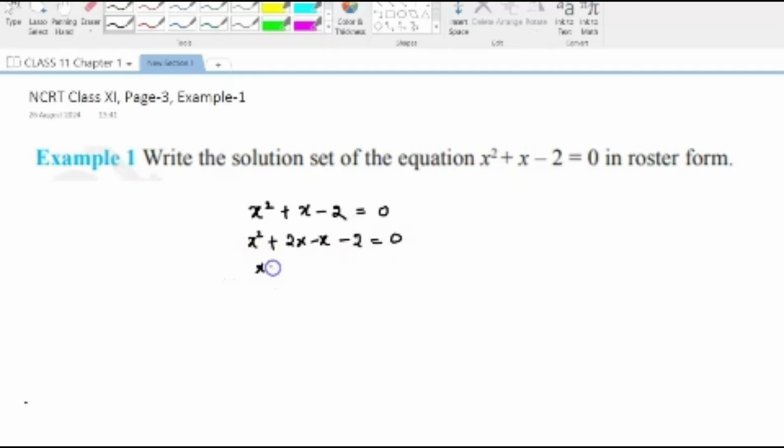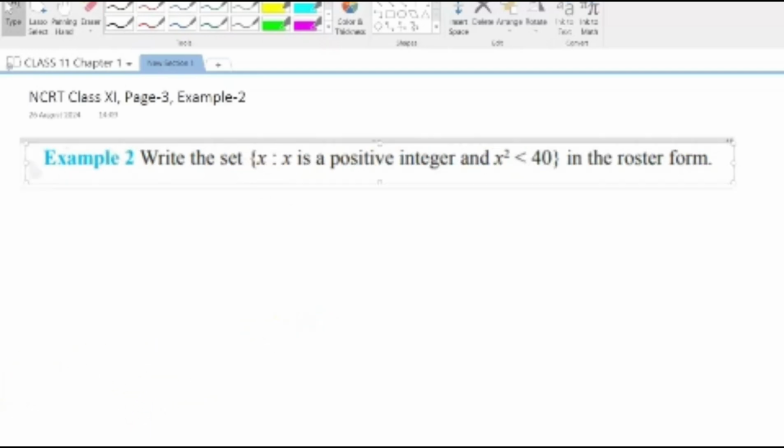And when we solve, we'll get (x plus 2)(x minus 1) is equal to 0. So on solving this, we'll get x is equal to 1 and x is equal to minus 2. So the solution set of this equation is {1, minus 2} in roster form. I hope this is clear. It was a very simple example. Let's move to the next example.